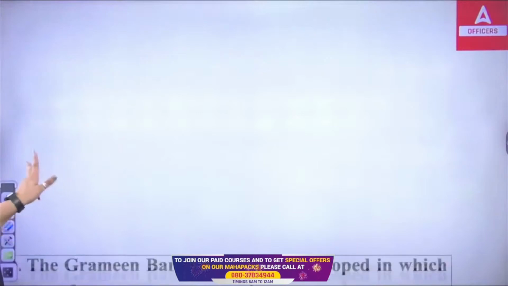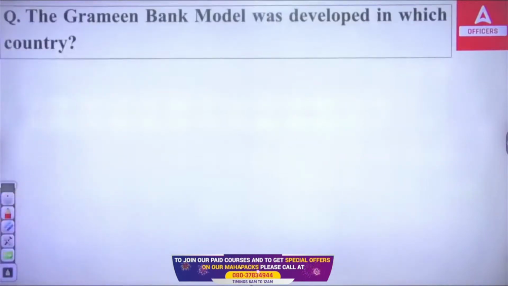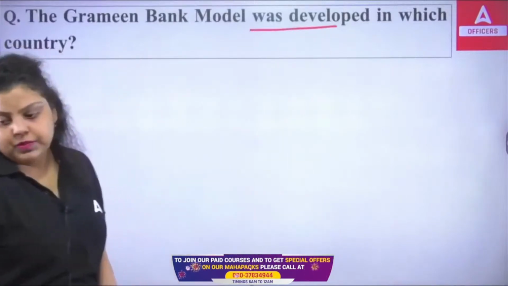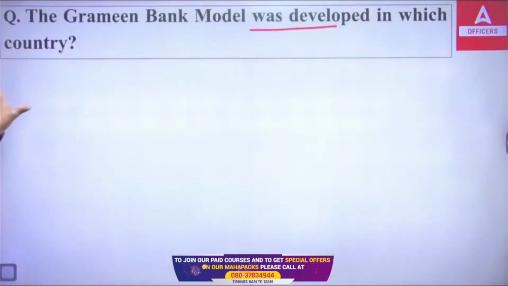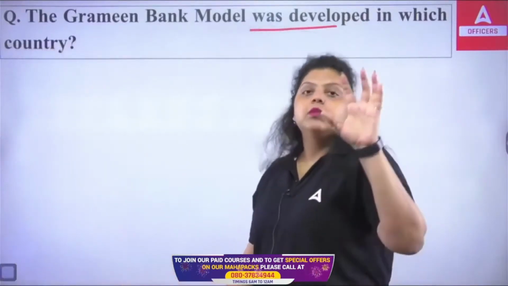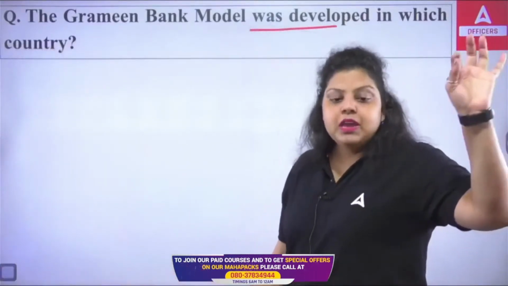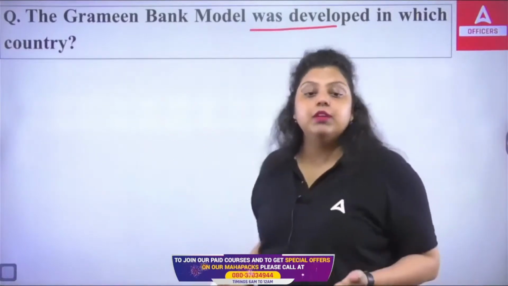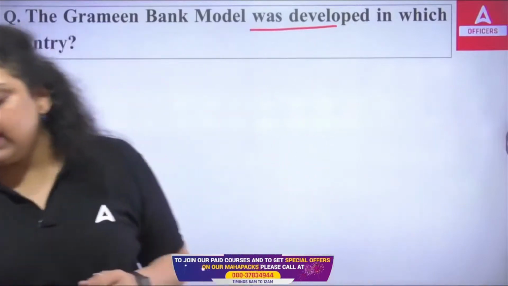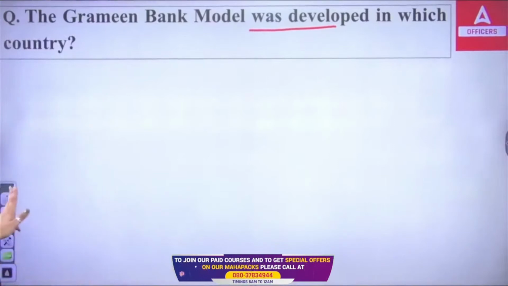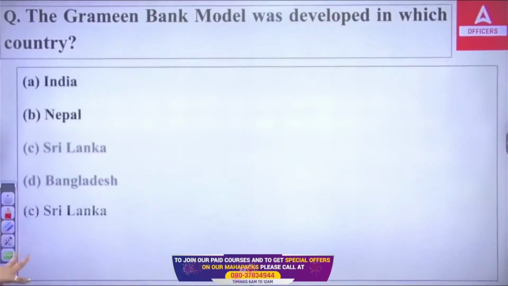Next question. The Grameen Bank model was developed in which country? This was a very famous model. After seeing the success of the Grameen Bank model, we introduced the microcredit facility in rural areas. The options in front of you are India, Nepal, Sri Lanka and Bangladesh, and the right answer is Bangladesh.